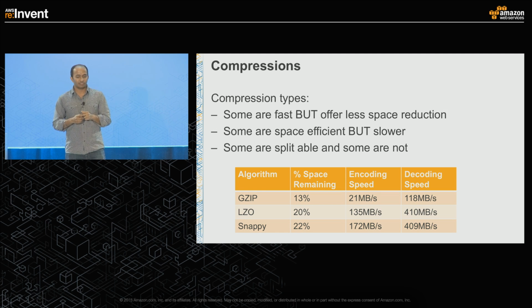These are the different compression types: gzip, LZO, snappy. Looking at their performance, you'll know which one to pick. Some compression algorithms are fast but offer less space savings. Some are efficient but slower. Efficient ones eat a lot of CPU cycles, and much time is spent compressing the data, so they're slow. And next, you have splittable compressions, and some files are not. So there are so many choices on which compression to pick.